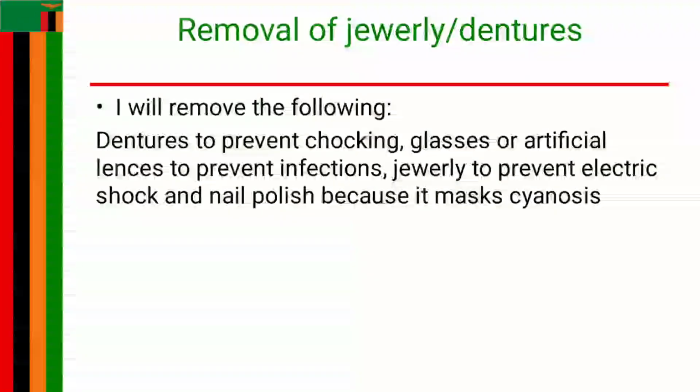The next heading is removal of jewelry and dentures, and you can say I will remove the following. For example, dentures to prevent choking, glasses or artificial lenses to prevent infections, jewelry to prevent electric shock, especially where a diathermy machine is being used, and of course nail polish because it masks cyanosis.